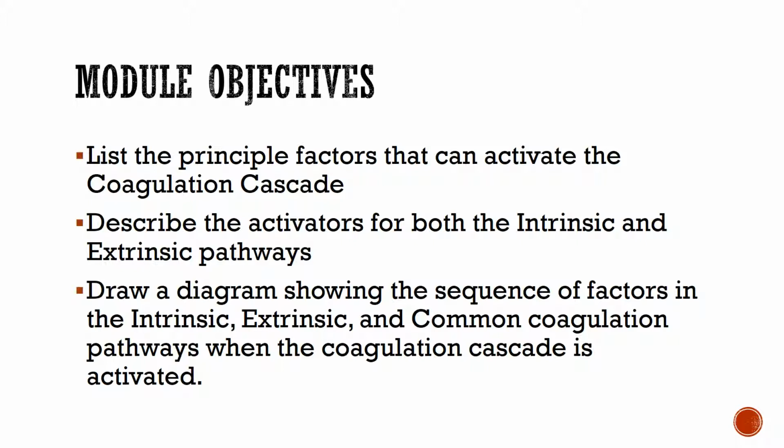Here are the module objectives. List the principal factors that can activate the coagulation cascade. Describe the activators for both the intrinsic and extrinsic pathways. And draw a diagram showing the sequence of factors in the intrinsic, extrinsic, and common coagulation pathways when the coagulation cascade is activated.